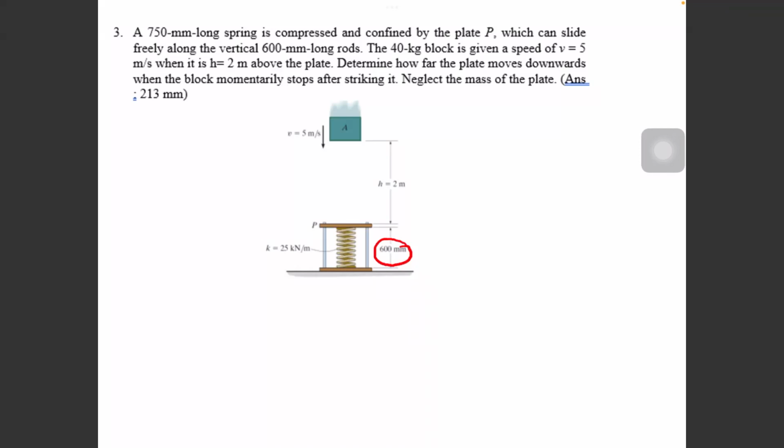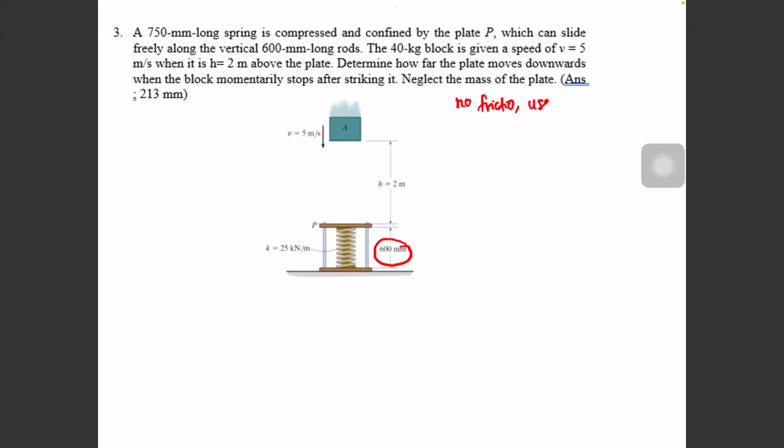So we have the block falling onto this plate. So the plate will go down, it will move down a bit. So how far does the plate go down? You can use the principle of work and energy. Is there any friction? There isn't, right? Is there any external force? Also none. So you can use conservation of energy. No friction.